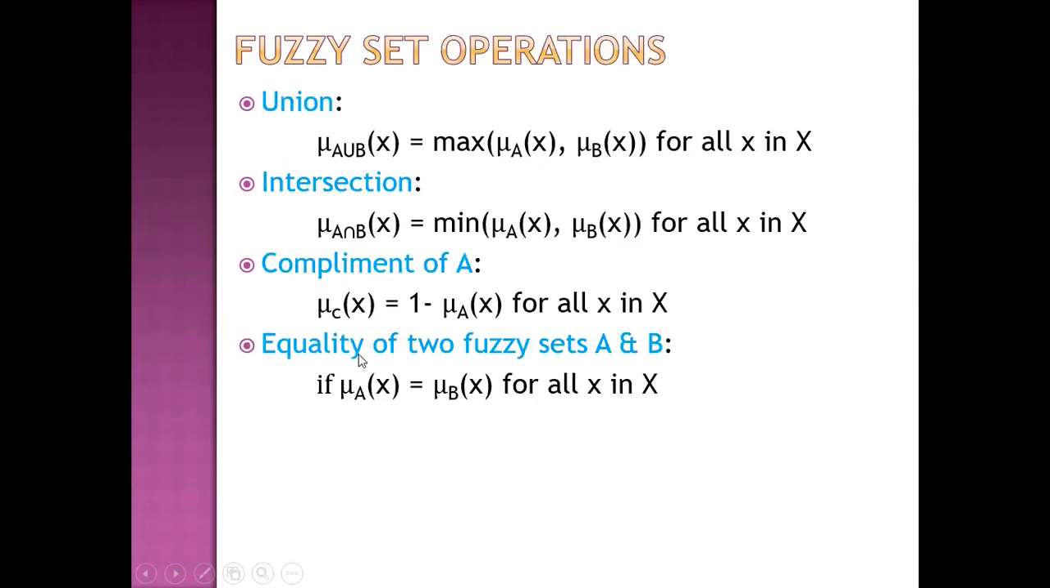These are the operations on fuzzy sets. First of all, the union operation. This is the maximum of the membership functions of two fuzzy sets on the same set of x in the same universe of discourse. And intersection is given by the minimum of the membership functions. Complement is given by 1 minus the membership function for all x in X. And two sets are equal if their membership functions are equal for all x in X.